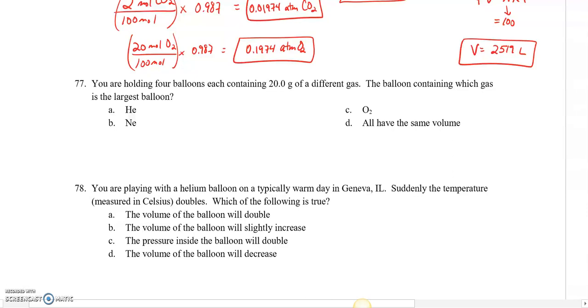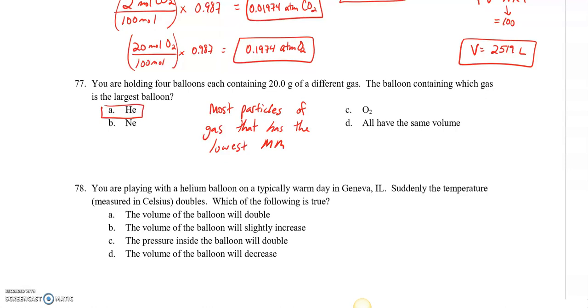77, you're holding 4 balloons, each containing 20 grams of different gas. The balloon containing which gas is the largest? So if you have 20 grams of each gas, you'll have the most particles of the gas that has the lowest molar mass. Since helium has the lowest molar mass, you're going to have the most moles and therefore the most particles. And if you have the most particles, you're going to have the most collisions, and so you're going to have the biggest balloon.